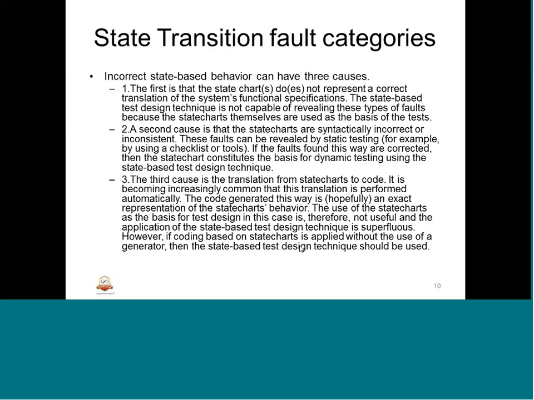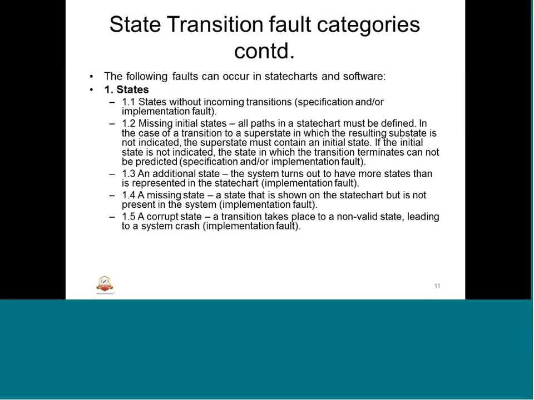The next, we will study in detail about the faults. Different faults can occur when doing the state charts and the software having implemented the state transition technique. States can have issues. States without incoming transitions, that means without any inputs, are a specification and or implementation fault. That means states are happening without any transition. The second type of faults that can occur is missing initial states. That means the entry itself is not there. All paths in a state chart must be defined. In the case of a transition to a superstate in which the resulting substate is not indicated, the superstate must contain an initial state.